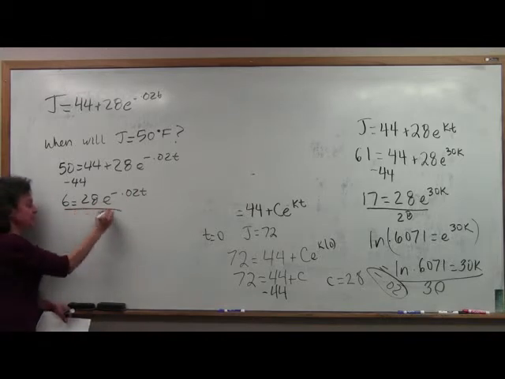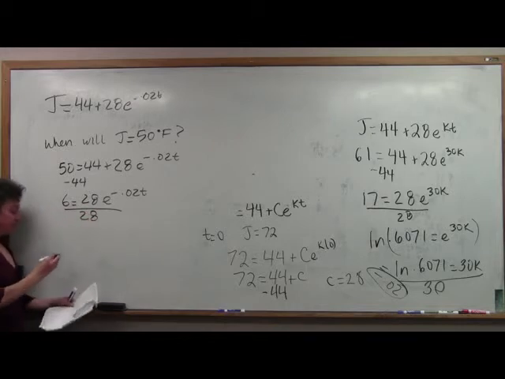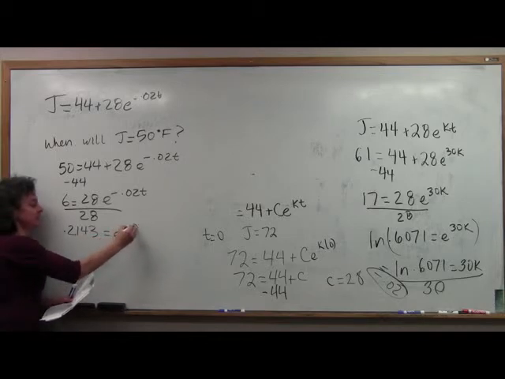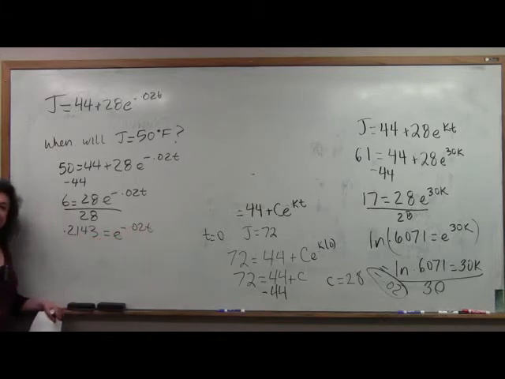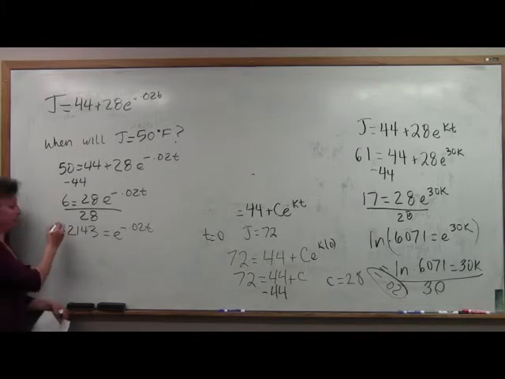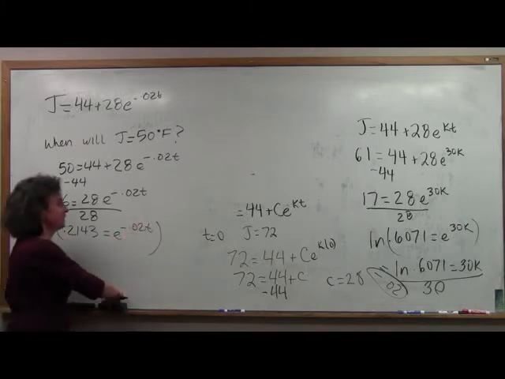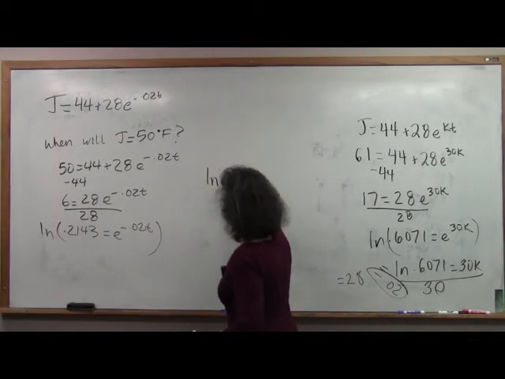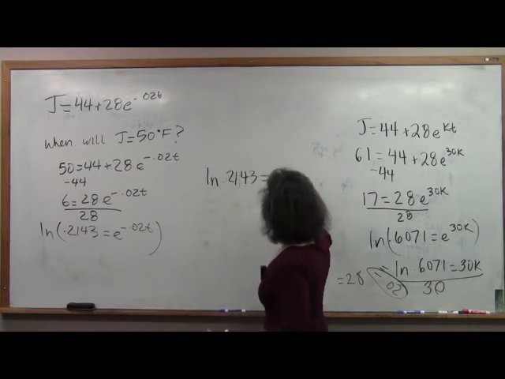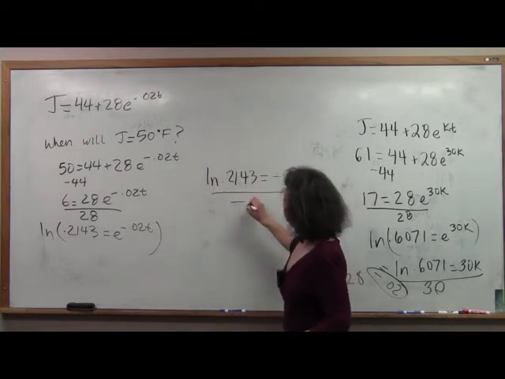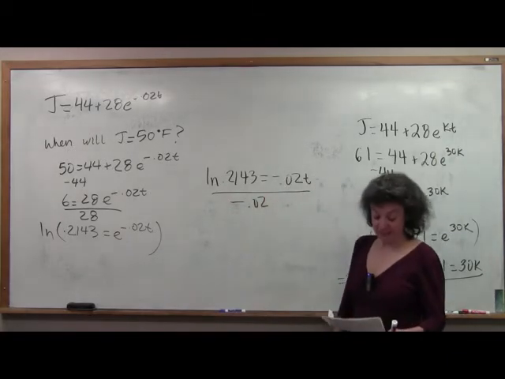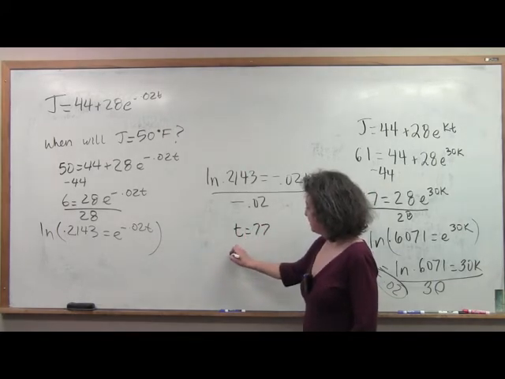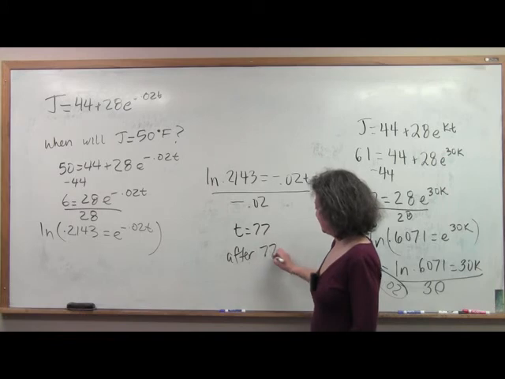Next step, isolate your exponential, so divide both sides by 28. We're going to get about 0.2143 is e to the negative 0.02t. What's my next step? We take the natural log of both sides. And that'll give us the natural log of 0.2143 is negative 0.02t. And then divide both sides by negative 0.02. And you're going to get t to be 77. So we can say after 77 minutes.